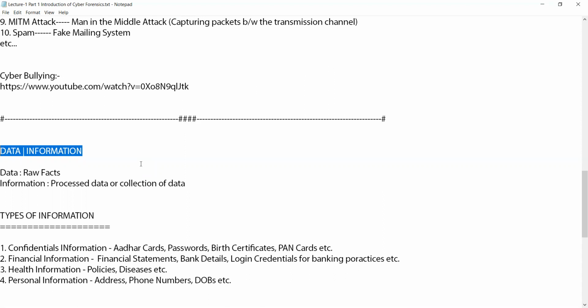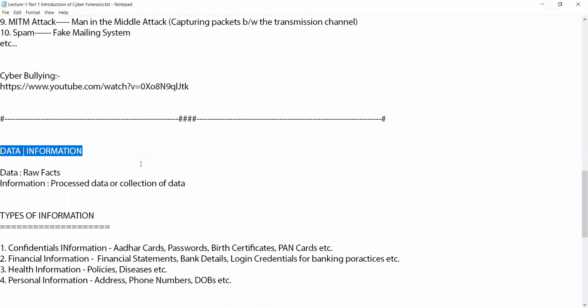So when a cyber criminal is committing a crime, they receive data, but they only collect the information which is useful for them, useful for that particular cyber criminal, right? So this is the basic difference between data and information.